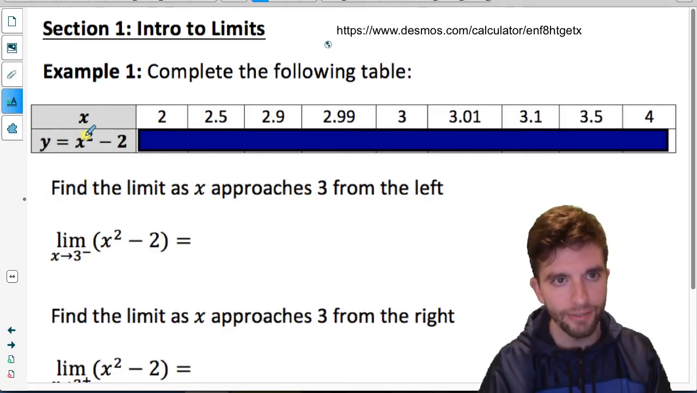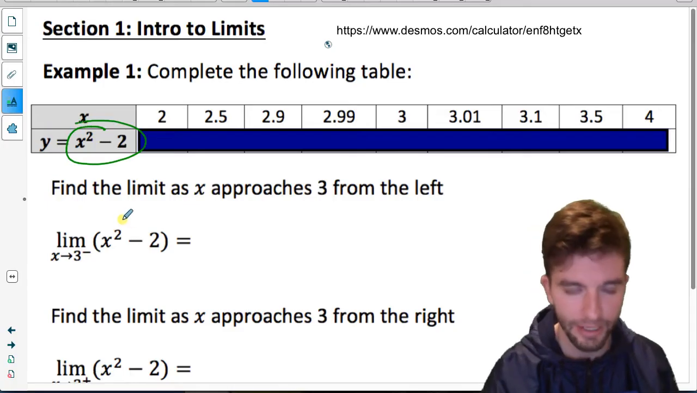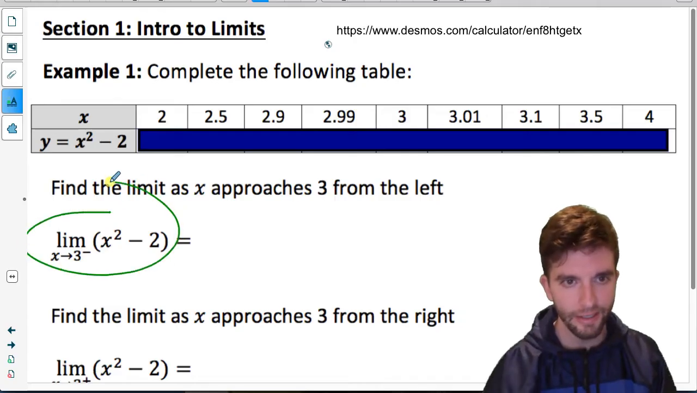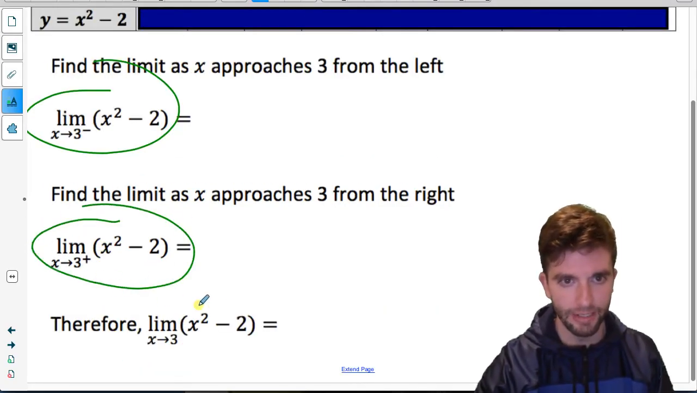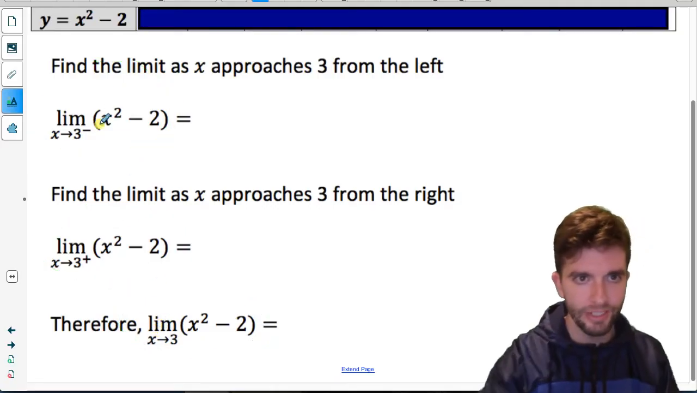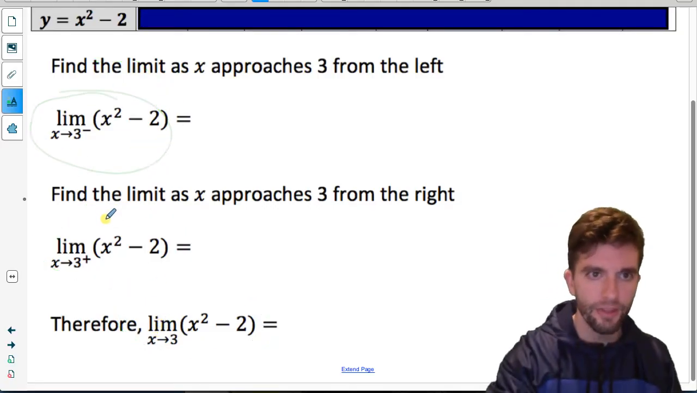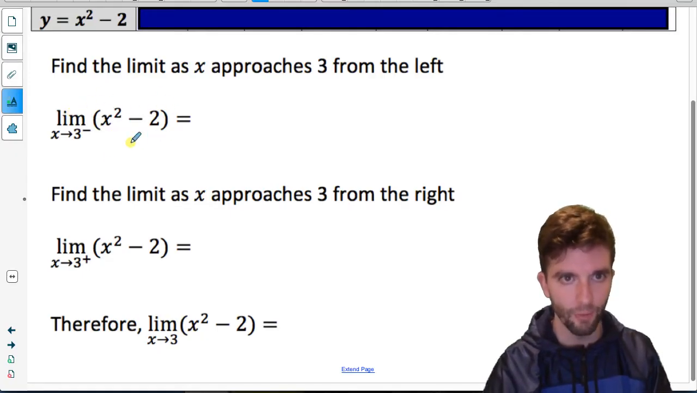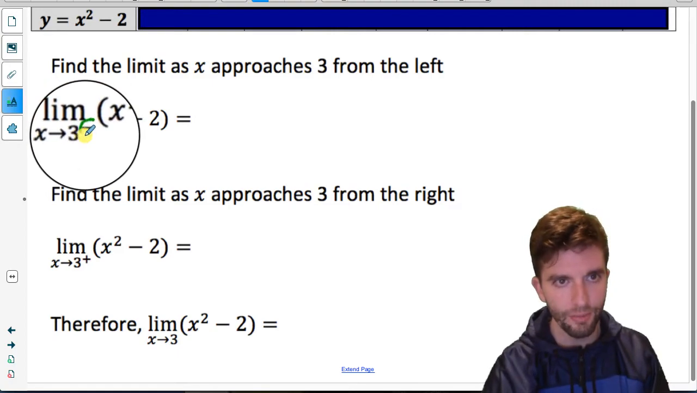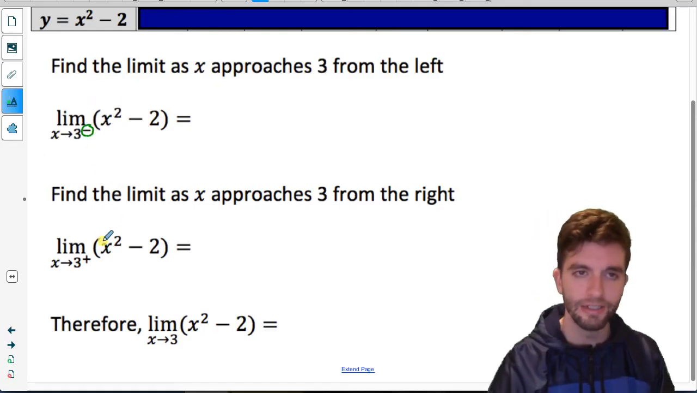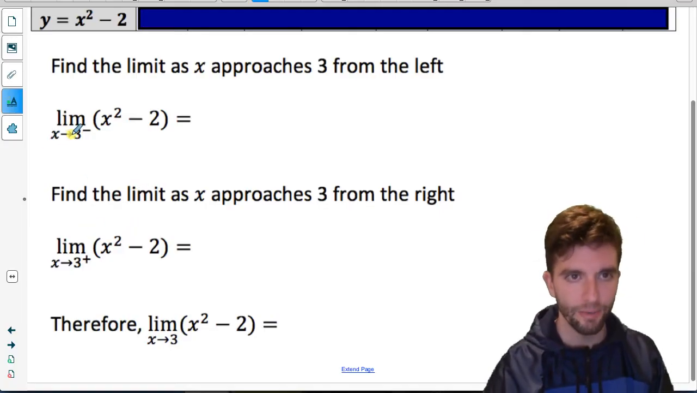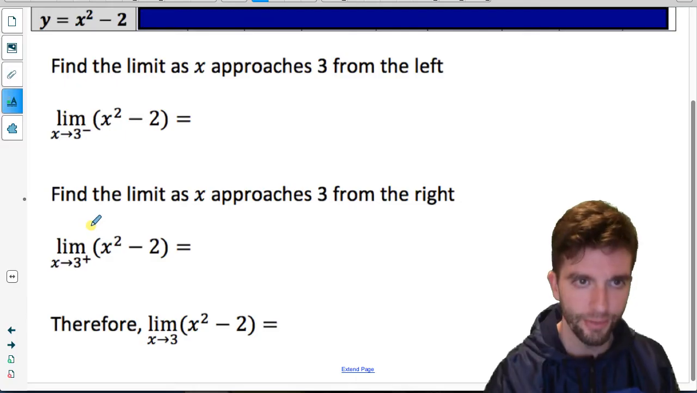So what we have here is the function x squared minus 2. So our function is y equals x squared minus 2. We're going to calculate a few limits for that function. And this notation here, let's focus in on here. This says find the limit of the x squared minus 2 function, so find the limit of the y value as the x value approaches 3, and then this little minus sign here written as an exponent is very important. That means from the left of 3. So if you think of a number line, it means as x approaches 3 from numbers less than 3.